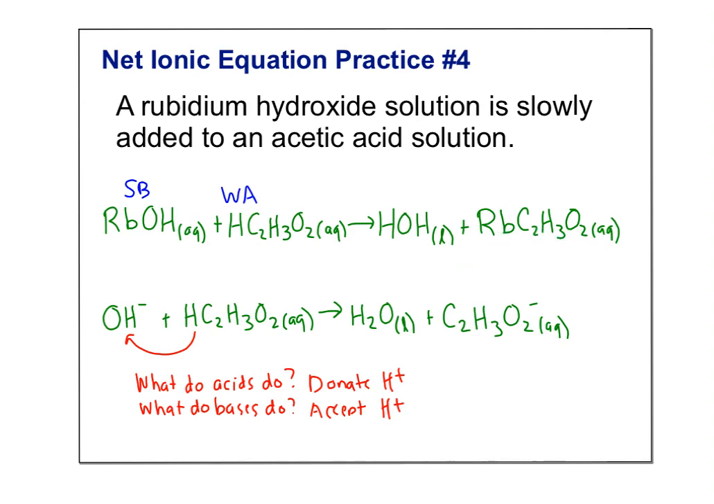The Rb is aqueous on both sides, but I cannot cancel out the C2H3O2 minus because on this side it's the ion, on this side it's the weak acid. And then again, we just refresh, what do acids do? They give away H plus, so that H goes over here, which is why we make the water. And what do bases do? They take the OH. So this is a base, this is my acid. Strong base, weak acid, we're always gonna be left with a conjugate.